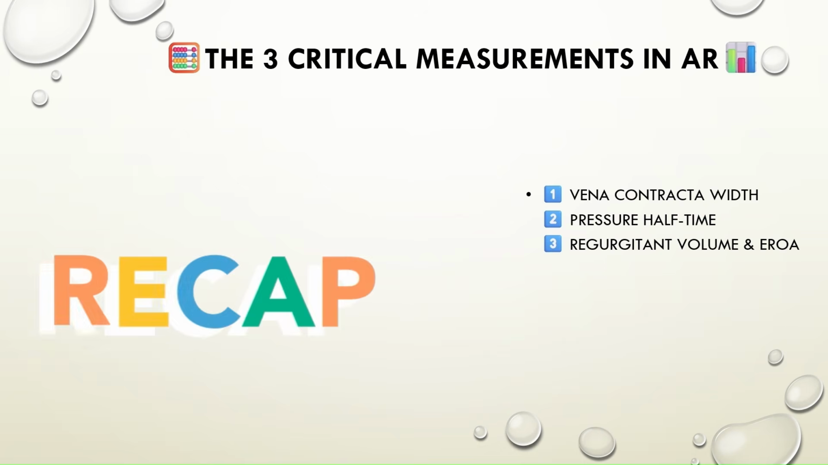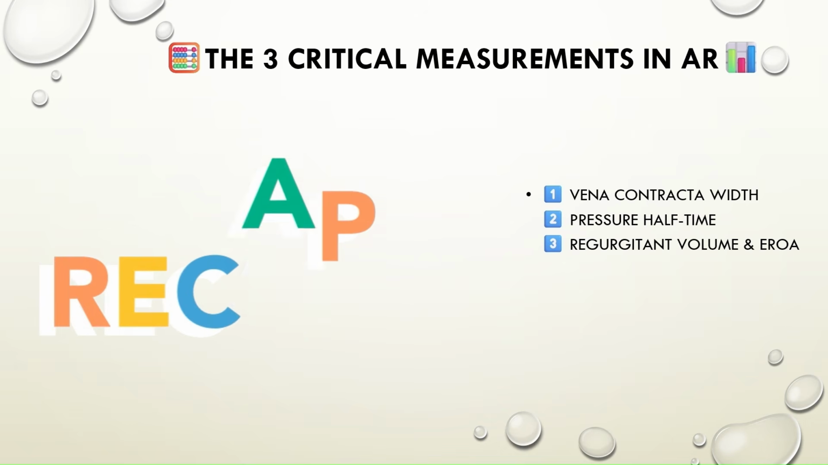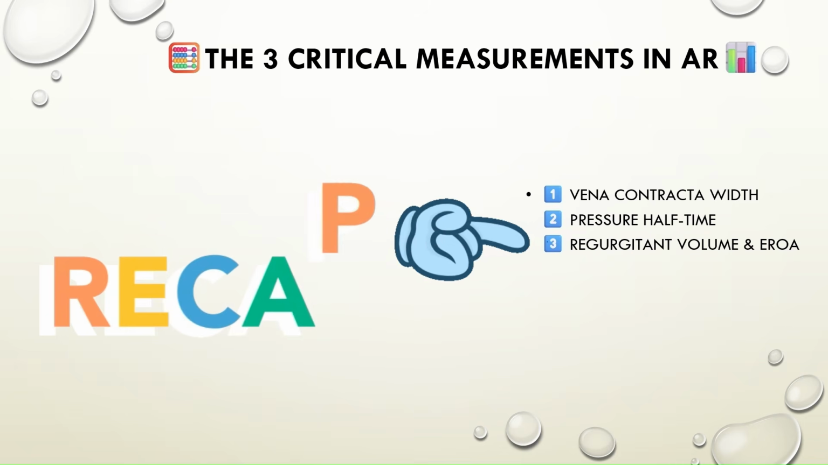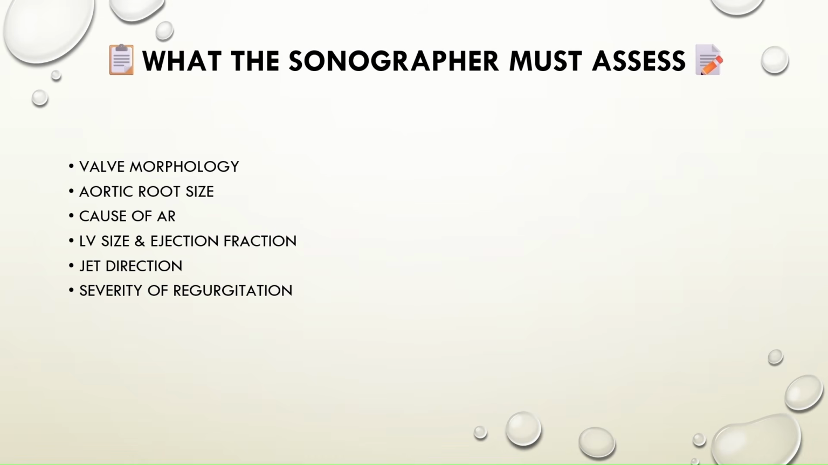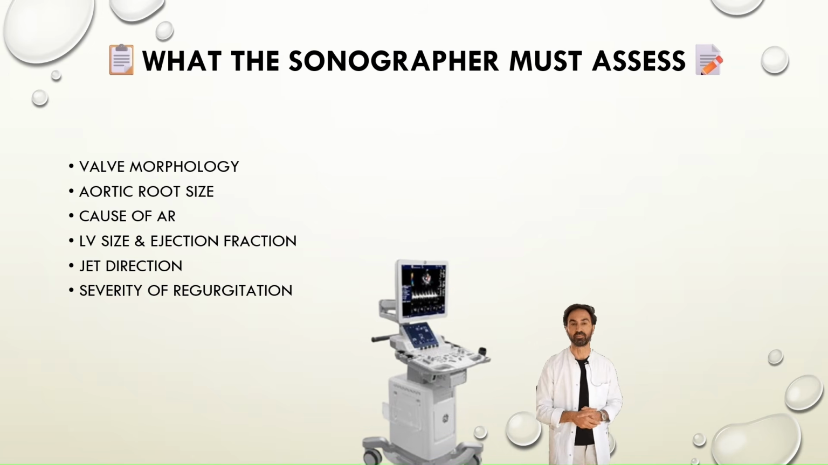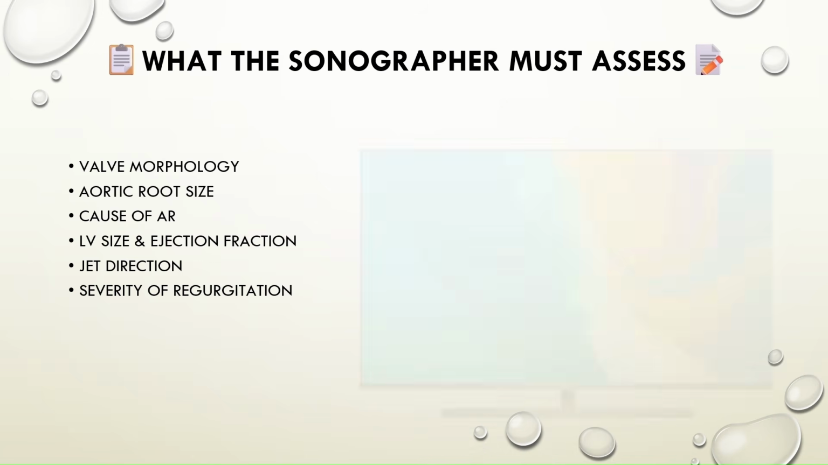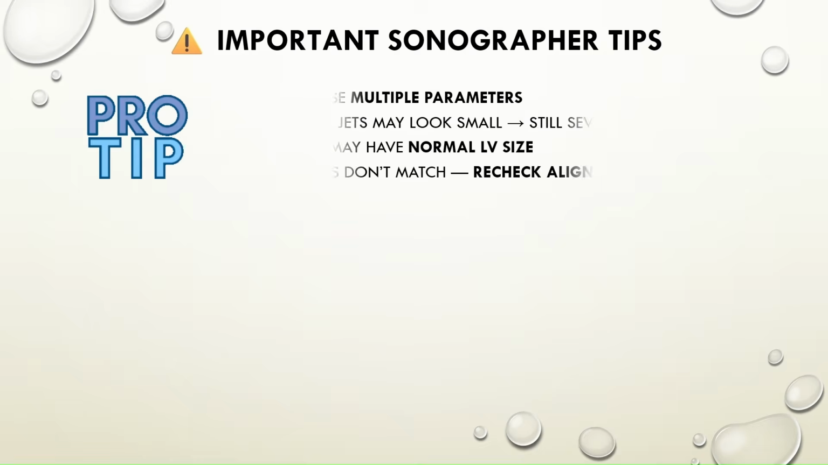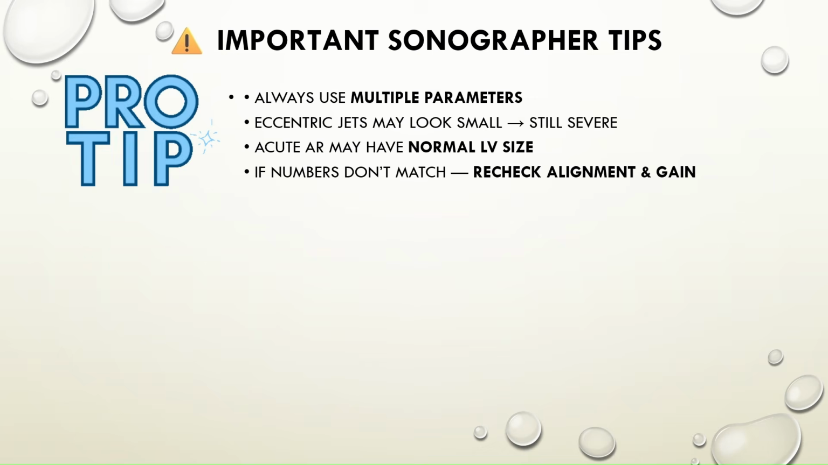As a quick summary, the three critical measurements in AR are the vena contracta, the pressure half-time, and the regurgitant volume. So now let's talk about what you must assess. As a sonographer, your job is to find the cause, measure the severity, and show how it's affecting the left ventricle. Here are some important tips for you as a sonographer.